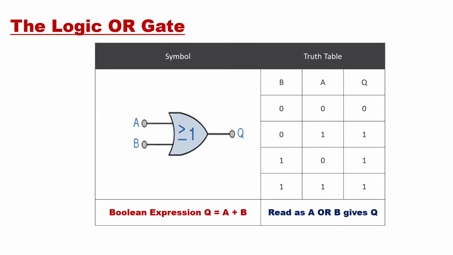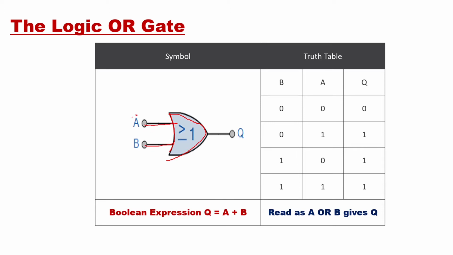We'll see. Here you can see this is the symbol first. Here we have drawn the OR gate, and this is a two-input OR gate. This is one input, and this is another input.